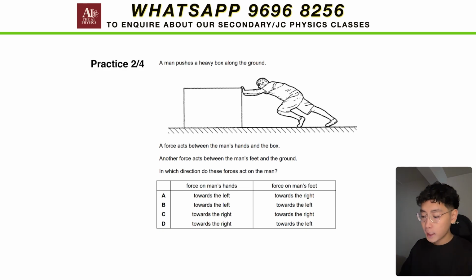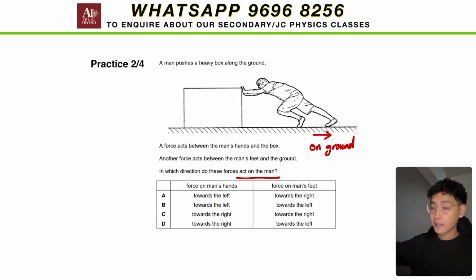Over here, we only care about the forces acting on the man. We don't care about the forces acting on the box. We don't care about the forces acting on the ground. We only care about the forces acting on the man, right? So let's draw the action-reaction pairs. Over here, the man is kind of like kicking the ground to the right. So the force on the ground is to the right, right? The man is kicking the ground to the right.